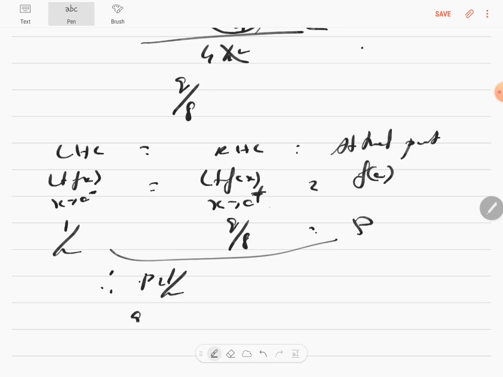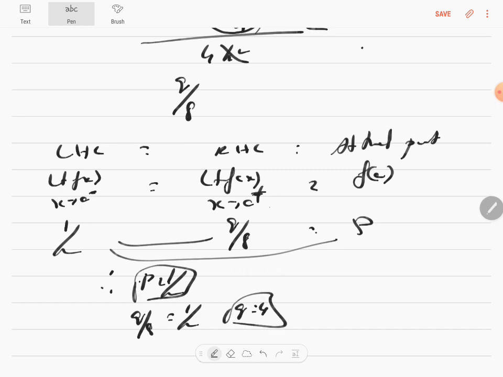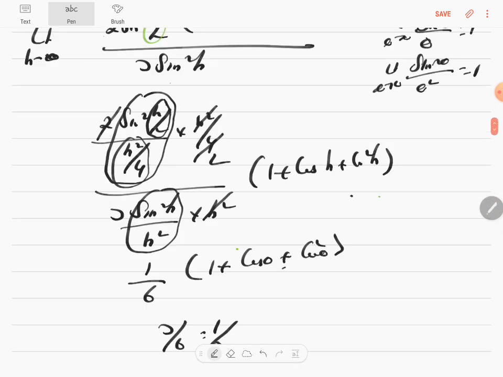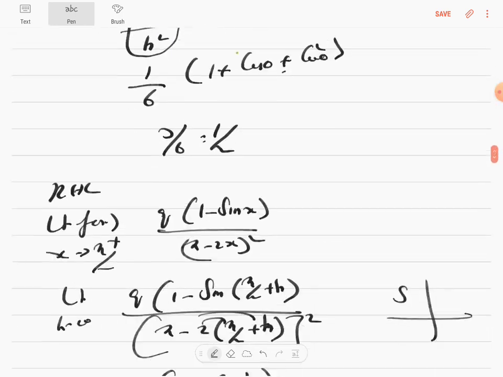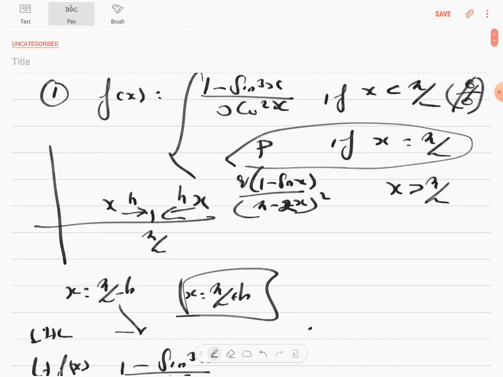And you equate q by 8 is equal to 1 by 2. So q is equal to 4. Thus you found the two unknown values of p and q, assuming that it is already continuous. This is the first question that I did. In the question it's been given that it's already continuous and they are asking you to find the unknown values of p and q. That is the first question.